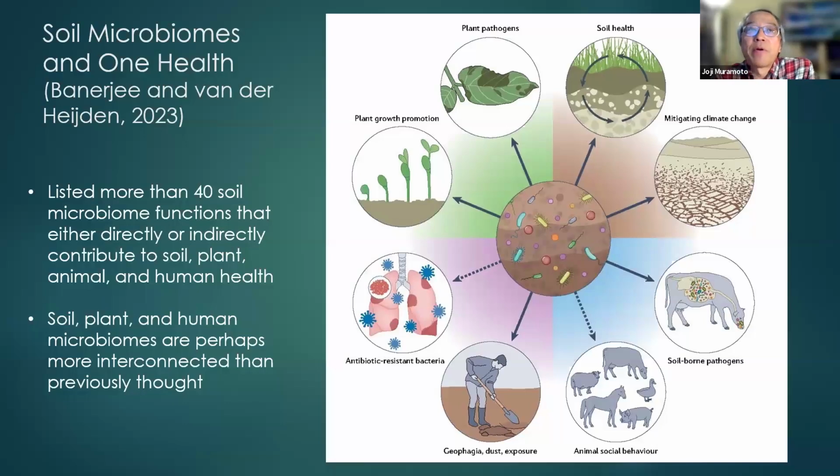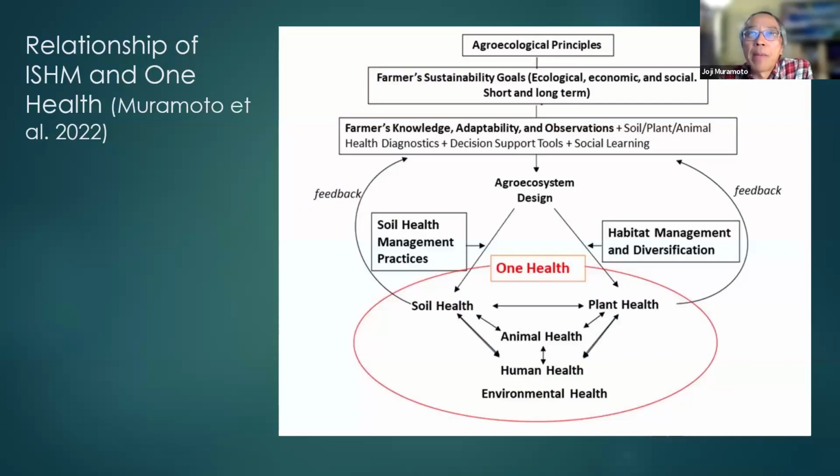A more recent paper listed more than 40 soil microbiome functions that either directly or indirectly contribute to soil, plant, animal, and human health. After all, soil, plant, and human microbiomes are perhaps more interconnected than previously thought. So in our paper, we included how the One Health concept and ISHM relate to each other.